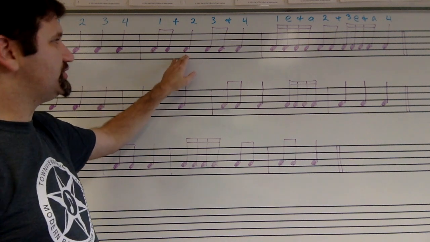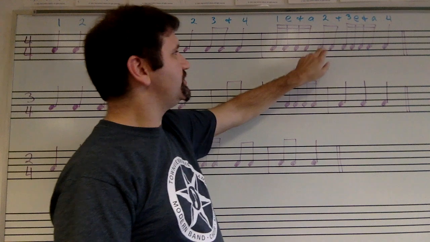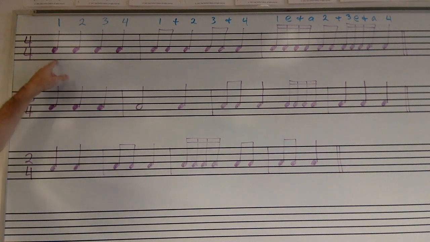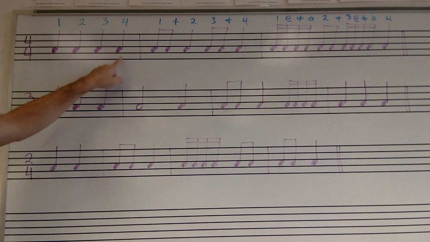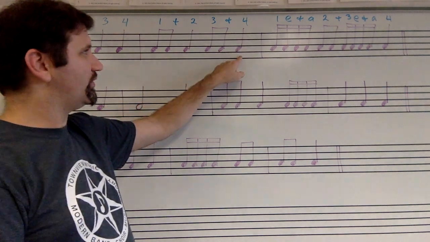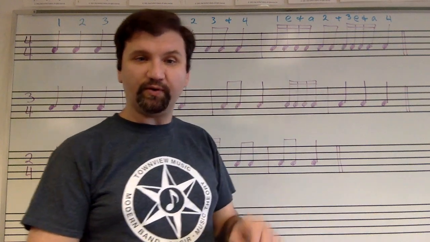Ready? Count. 1, 2, 3, 4. 1 and 2, 3 and 4. 1 E and a 2 and 3 E and a 4. One more time. Ready? Here we go. 1, 2, 3, 4. 1 and 2, 3 and 4. 1 E and a 2 and 3 E and a 4.